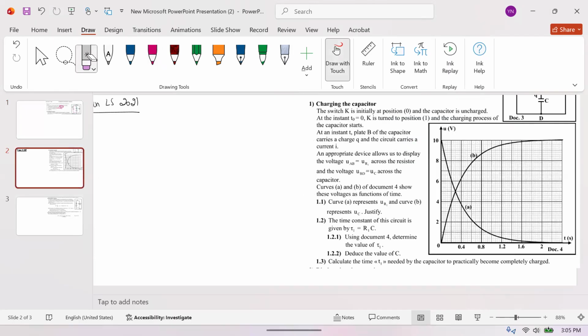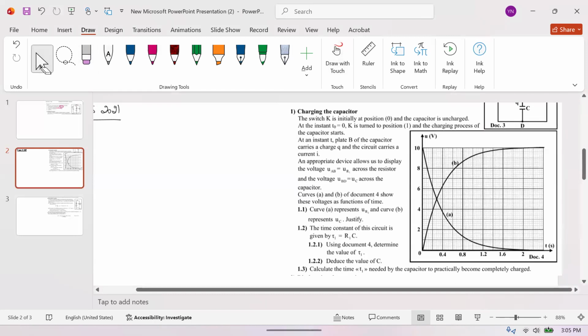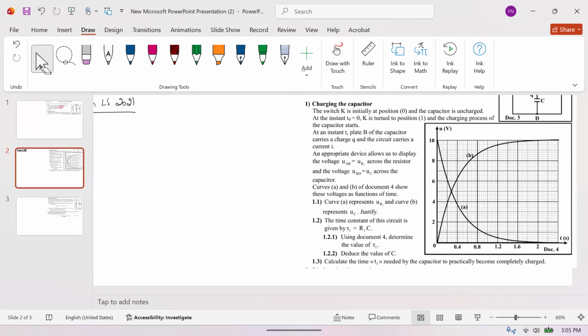The first part is the phase of charging of the capacitor. The switch K is initially at position zero, and the capacitor is uncharged, obviously, as always. It's turned to position one and the charging process of the capacitor starts. At an instant t, plate B of the capacitor carries a charge q and the circuit carries a current i. An appropriate device allows us to display the voltage UAB equals UR1 across the resistor and the voltage UBD equals UC across the capacitor. So we're just defining things now and we're defining the poles. UAB is for the resistor and UBD is for the capacitor.